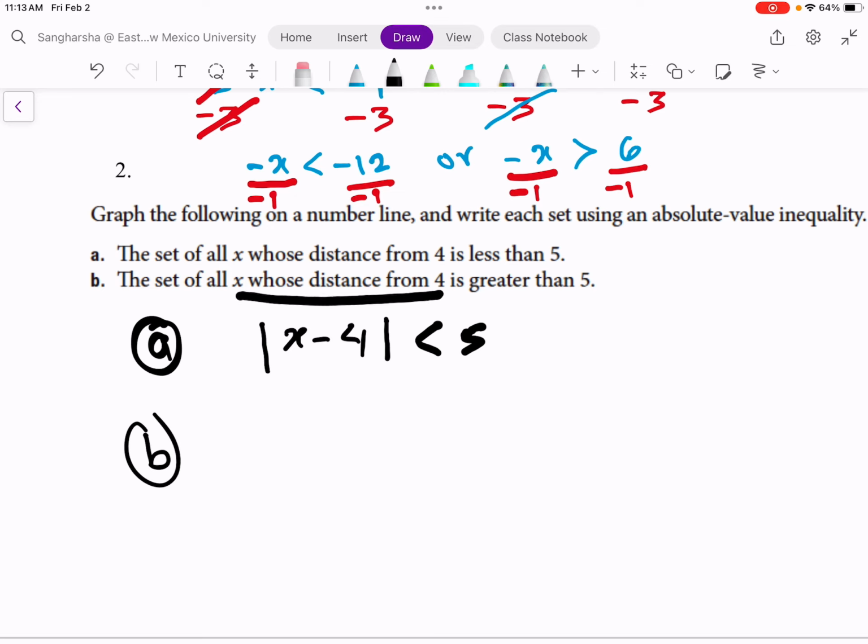So we have absolute value of x minus 4. This is the distance of x from 4 greater. So this is absolute value, not the parenthesis. So you're going to have absolute value and greater than 5. This is for the number B. So the distance of x from 4 is greater than 5. Okay, this is all for example 2. Okay, let's go to the next one.